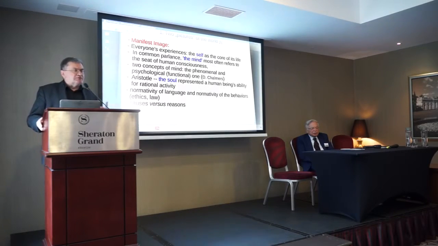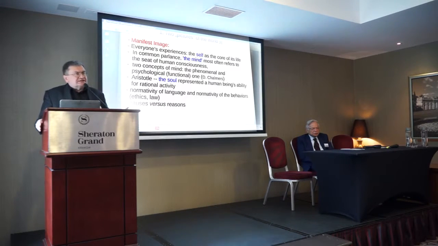The manifest image, the person there, because we will be speaking more or less about the person, the kind of information, is the self, and the self is the core of its life. In common parlance, the mind. This is also the soul in Aristotle, represented as the human being's ability for rational activity. And this is very important in this picture of the world, the normativity, for example, the language. And this is every time the question of normative language, ethics, law, how to translate the normative language into the descriptive language of the scientific world, where you have something that you should do.